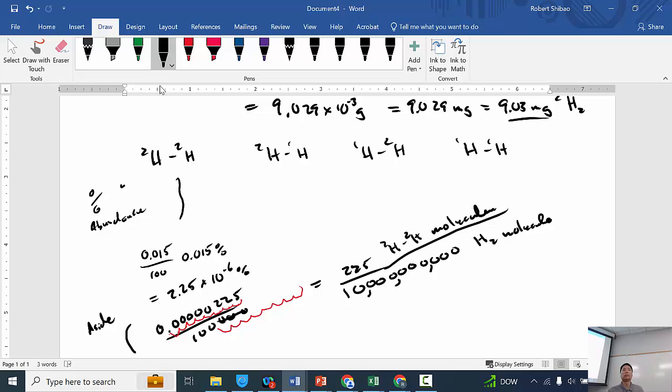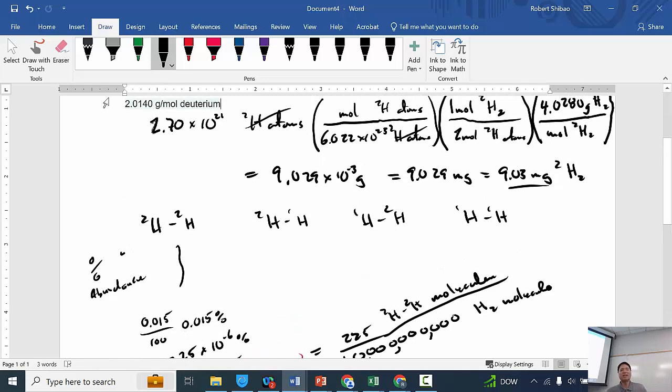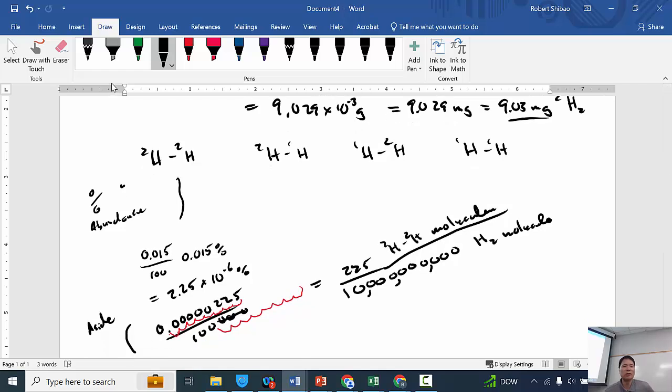How many? 225. So that's another way we could do this. In this case, I'm just going to leave it as molecules because these percent abundances are usually in terms of particles, not mass, remember? You could do these in moles too.